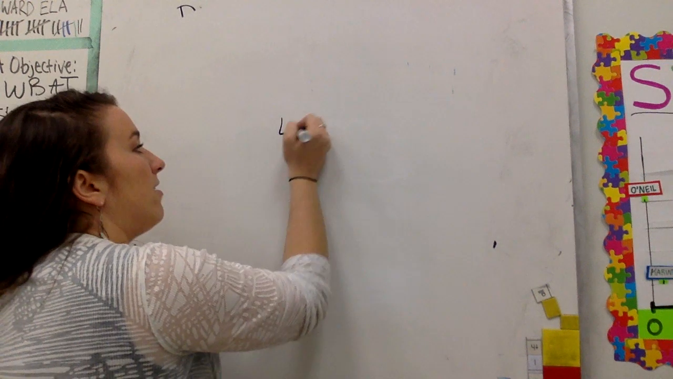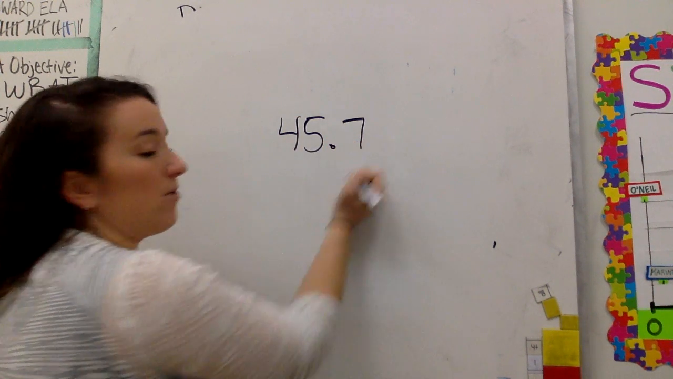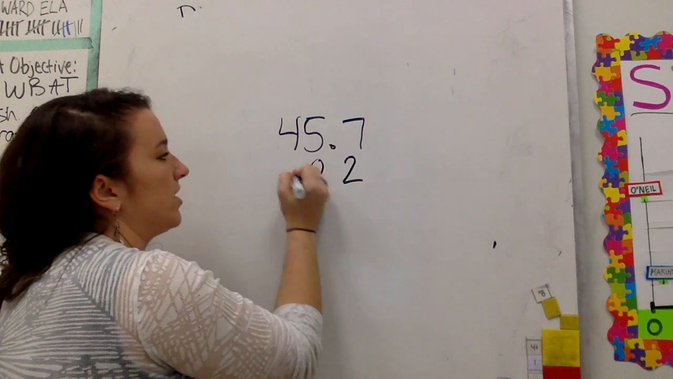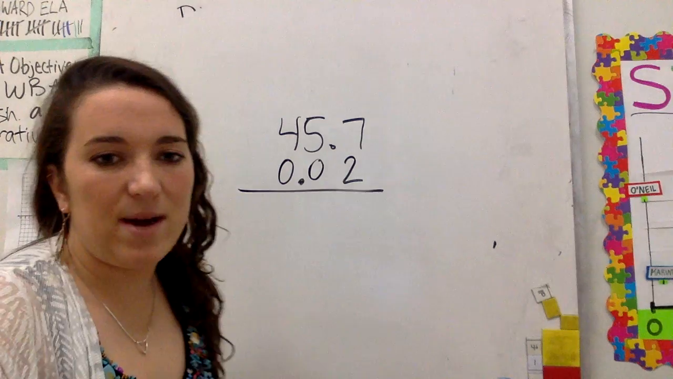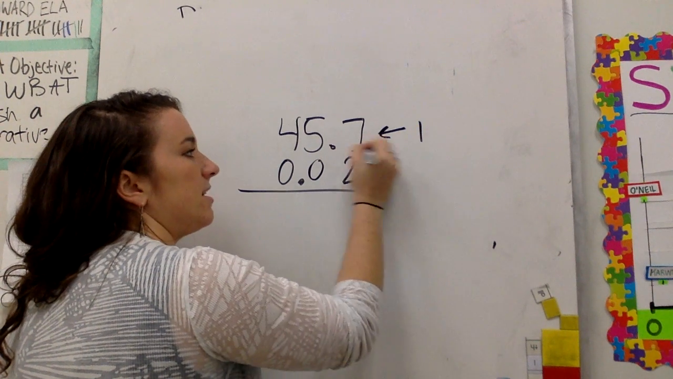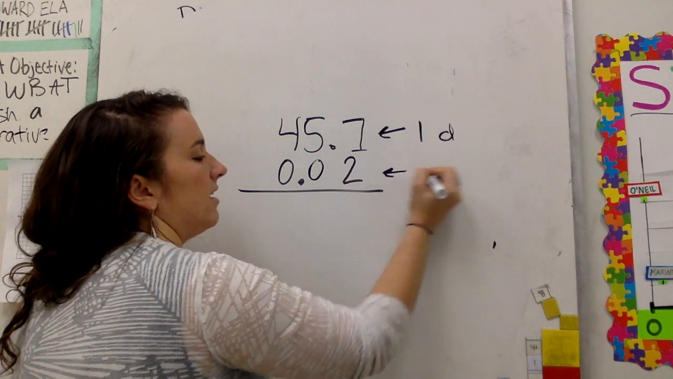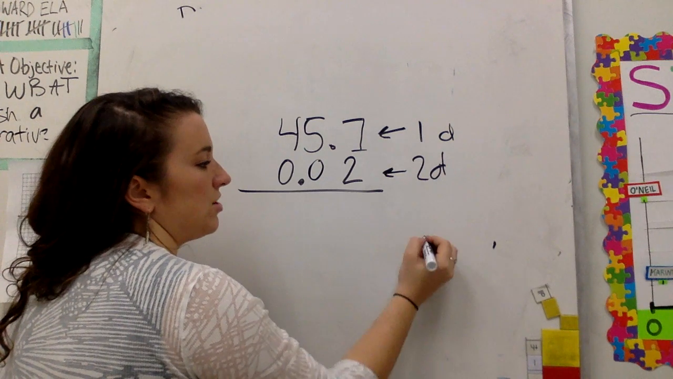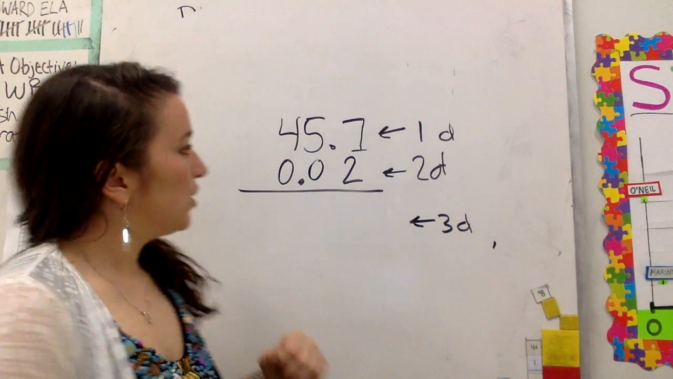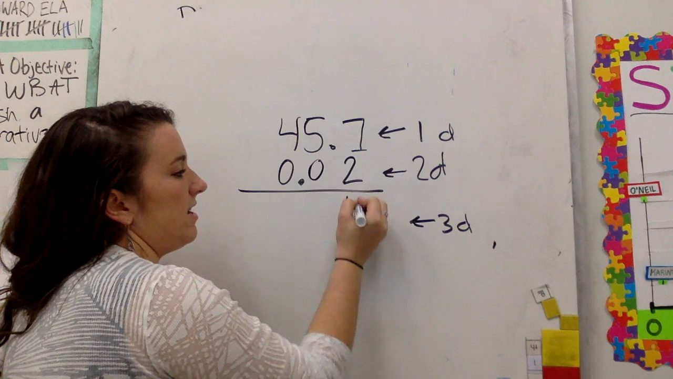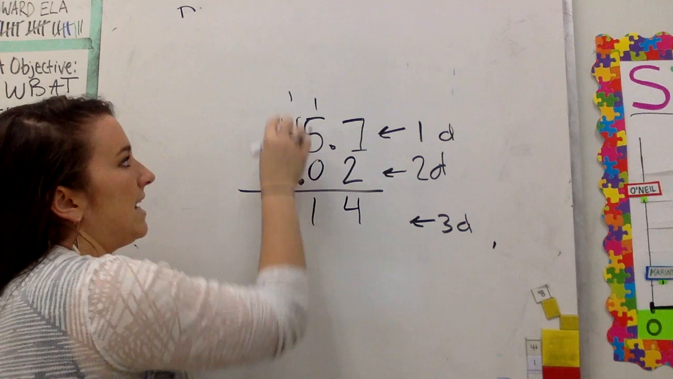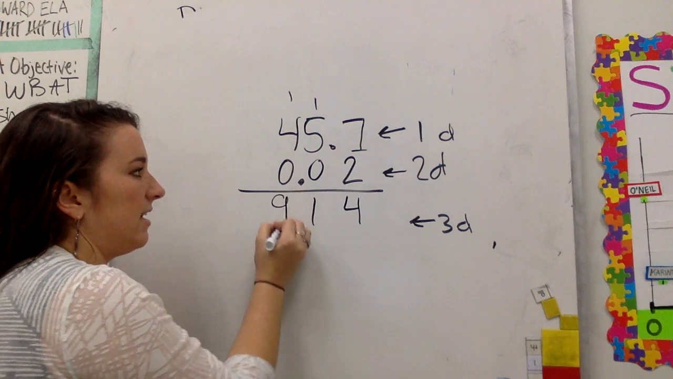So we have 45.7, 45 and 7/10 times 2 hundredths. So I line up my numbers all the way to the right and I multiply. Oh, first I'm going to say, okay, this is 1 digit behind the decimal. So 1D. This has 2 digits. So my answer will have 3 digits. So I multiply normally. I go 2 times 7 is 14. 2 times 5 is 10, 11. 2 times 4 is 8. Add my 1, which is 9.